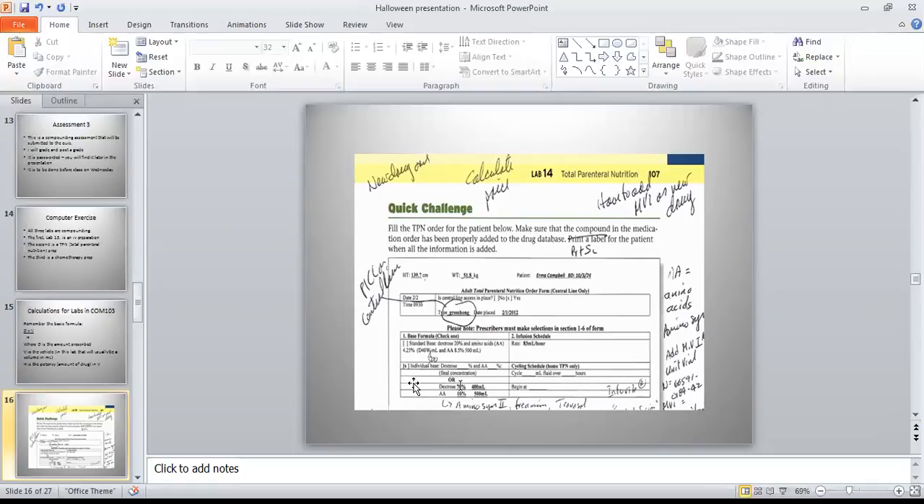Or it can be individualized. In this particular order, we've got dextrose 70%. We're going to use 400 milliliters of it, and 10% amino acid solution. We're going to use 500 milliliters of it. The 10% amino acid is this Travasol. That is a trade name for a 10% amino acid preparation.